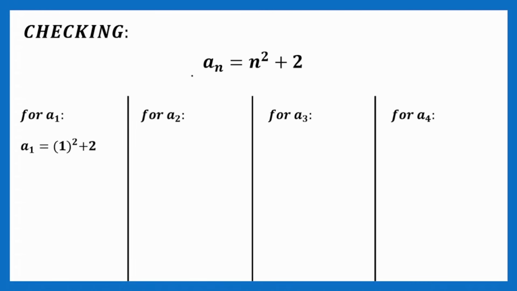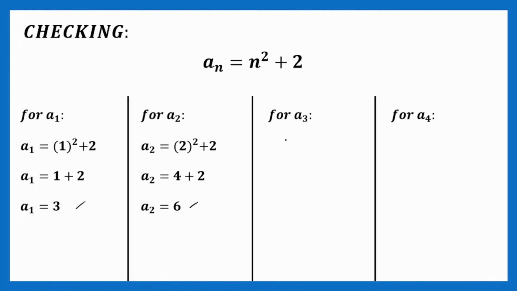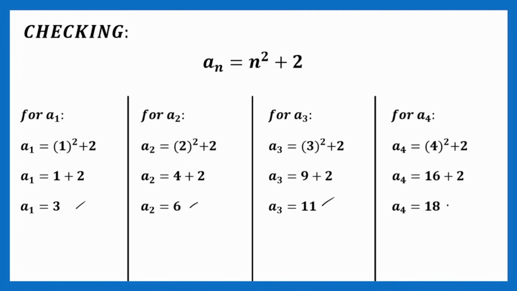So, 1 squared, at ayan 1 squared, 1 times 1 is 1, plus 2 is 3. Check. Gawin natin 2, yung mga n dyan. 2 squared is 4, 4 plus 2 is 6, check. Gagawin natin 3 lahat. 3 squared is 9, 9 plus 2 is 11, check. Next, gagawin natin 4. 4 squared is 16, plus 2 is 18, check. Ayan. So, therefore, sure na tayo na ito ang final answer natin. Ayan. So, that's it for letter B.